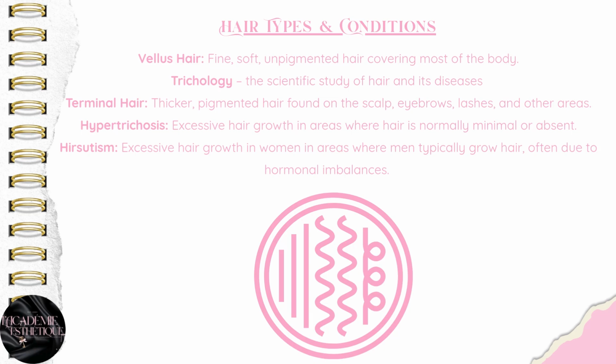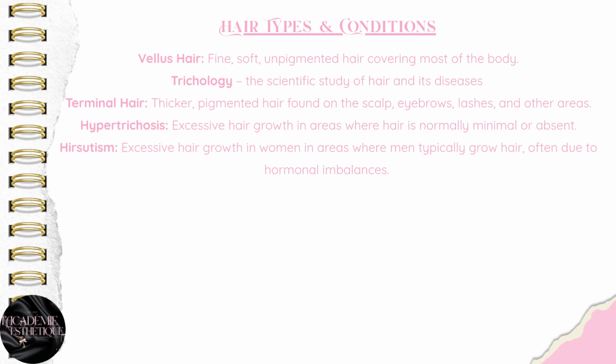Hair types and conditions. Vellus hair, fine, soft, unpigmented hair covering most of the body. Trichology, the scientific study of hair and its diseases. Terminal hair, thicker, pigmented hair found on the scalp, eyebrows, lashes, and other areas. Hypertrichosis, excessive hair growth in areas where hair is normally minimal or absent. Hirsutism, excessive hair growth in women in areas where men typically grow hair, often due to hormonal imbalances.